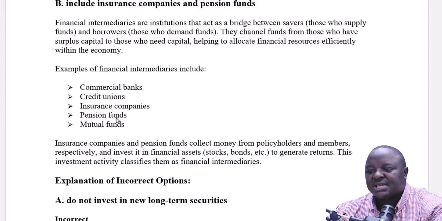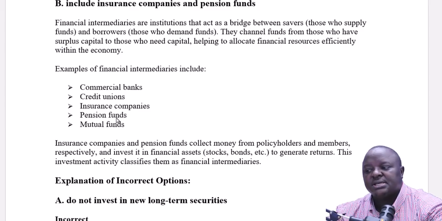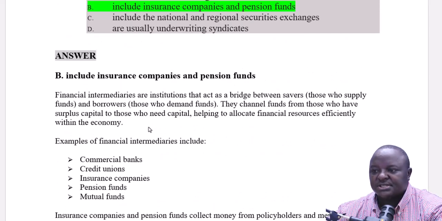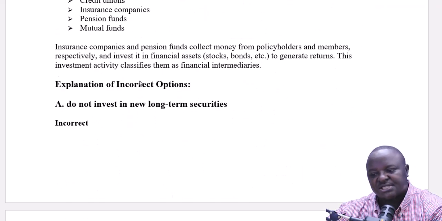So insurance companies and pension funds collect money from policyholders and members, respectively, and invest it in financial assets like stocks, bonds, etc., to generate returns. This investment activity classifies them as financial intermediaries. So our best answer is that financial intermediaries include insurance companies and pension funds.